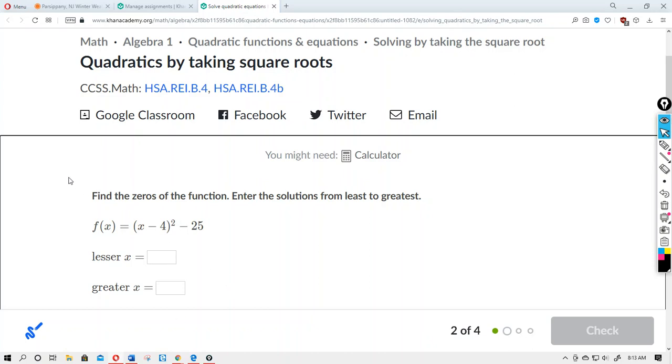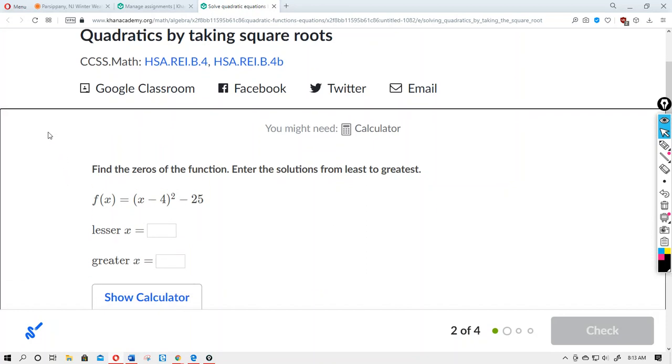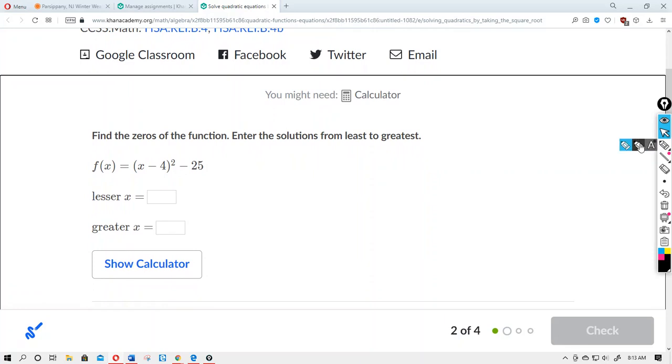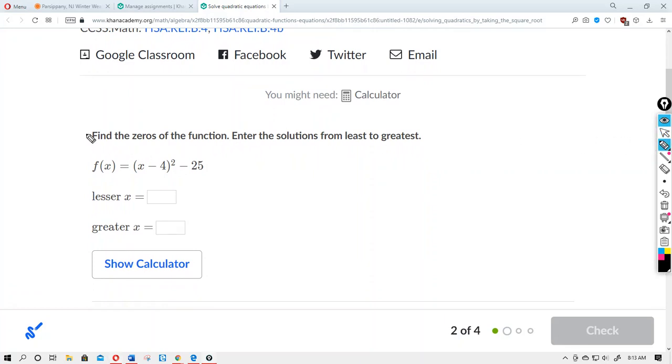This will be for the assignment, quadratics by taking square roots. It says just a small step up from the intro. So it's similar to the intro one. Okay, they want us to find the zeros of the function. All right, so I'm going to set the function equal to 0, and we're solving for x.